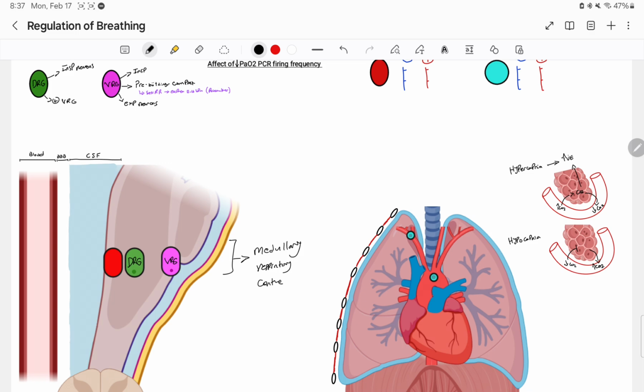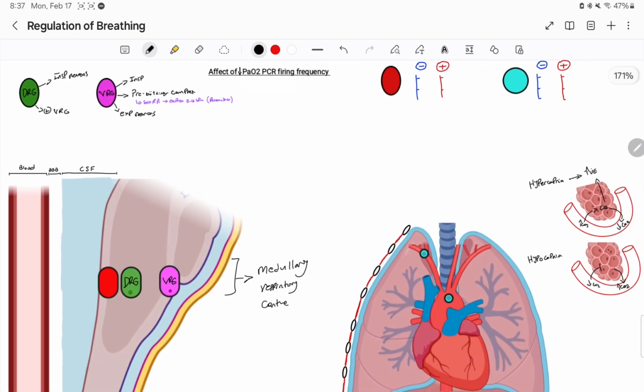Well, the VRG is kind of used as an overdrive mechanism, if you will. When you need more ventilation to support a specific function, you'll touch on the VRG as well as the DRG. What do I mean? What scenario? Let's take exercise. Let's say you're doing heavy exercise. You need to breathe in more and you need to breathe out a bit more forcefully and faster.